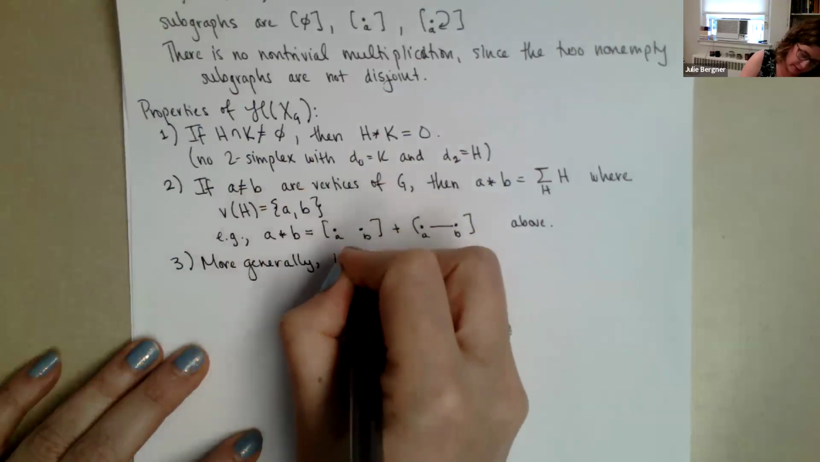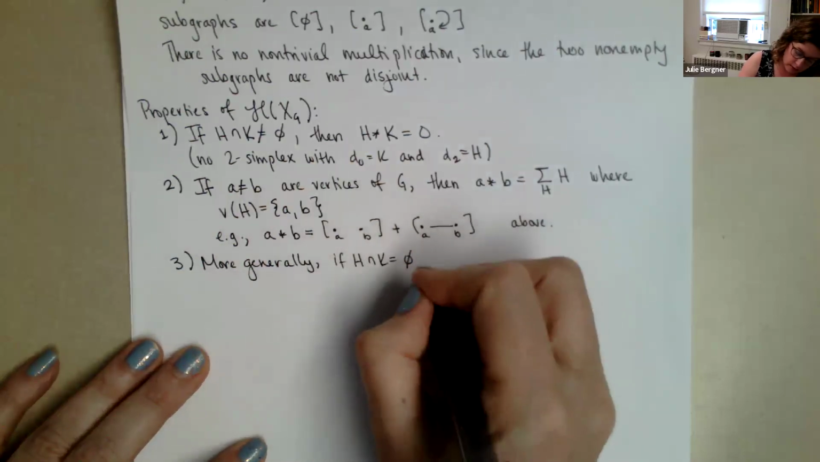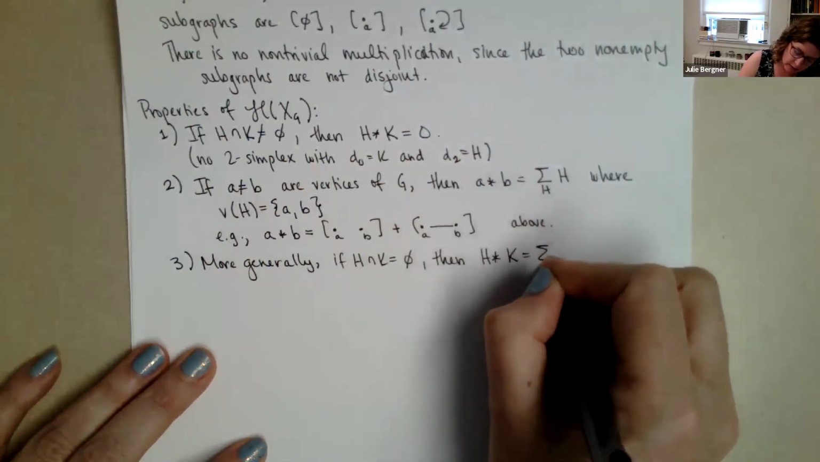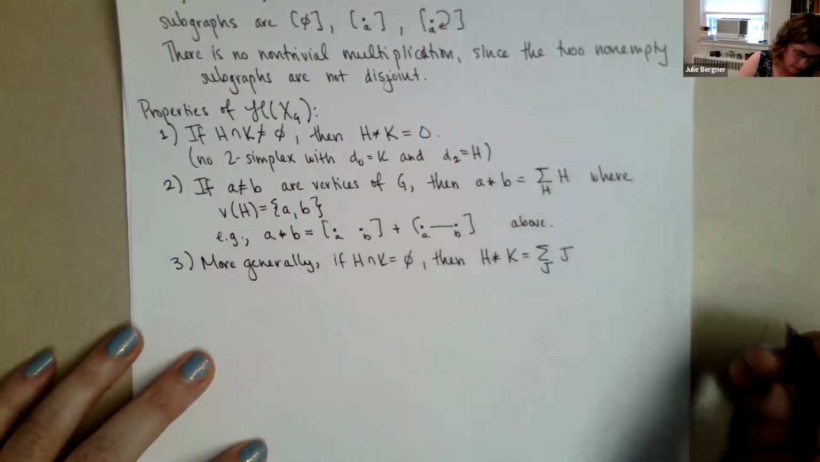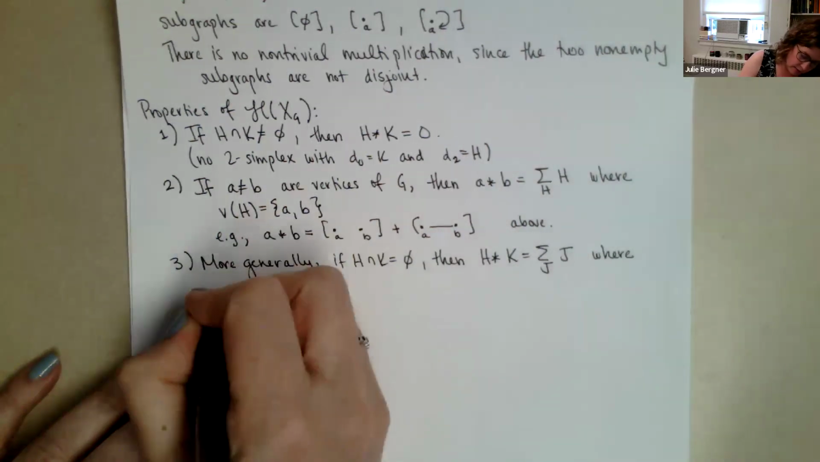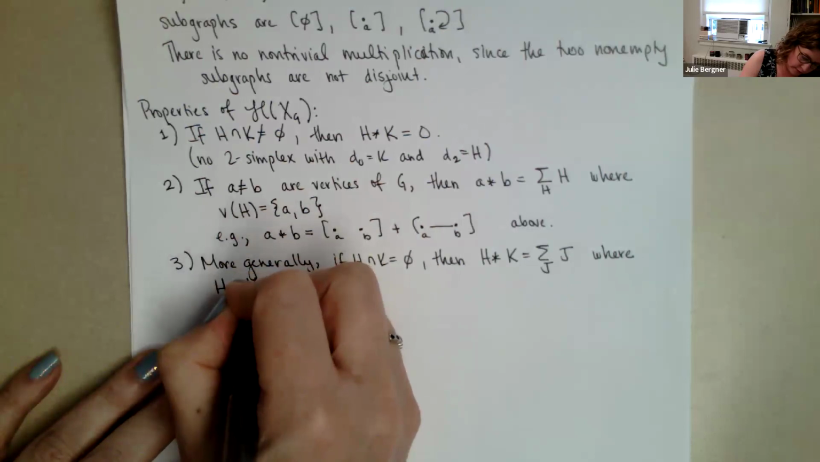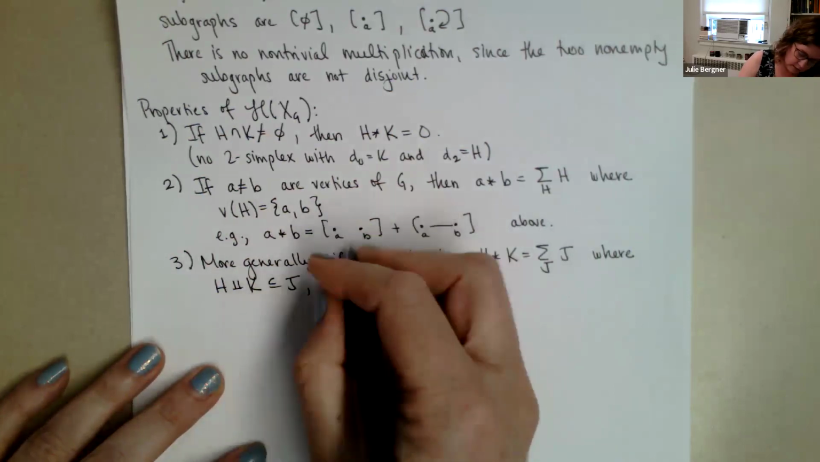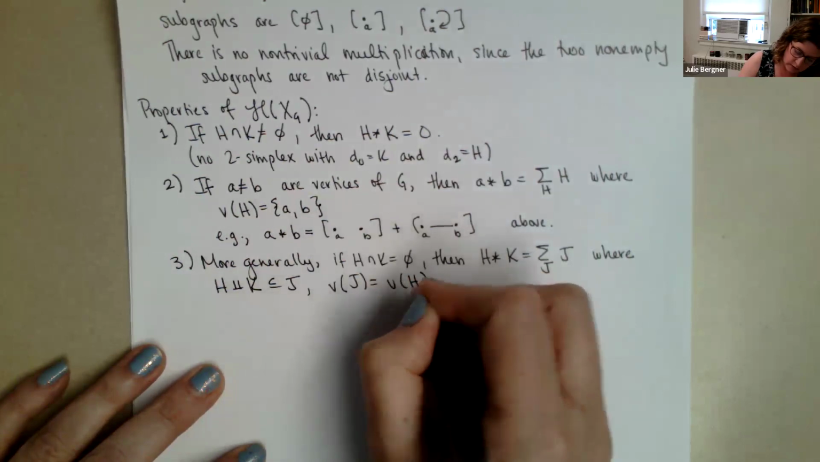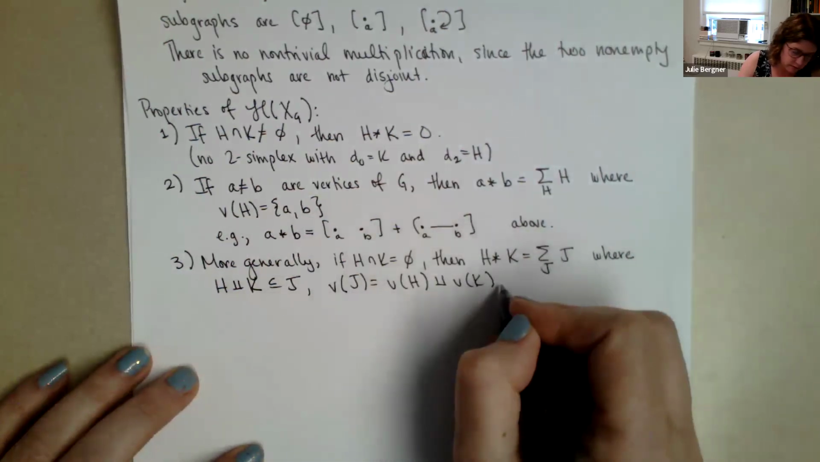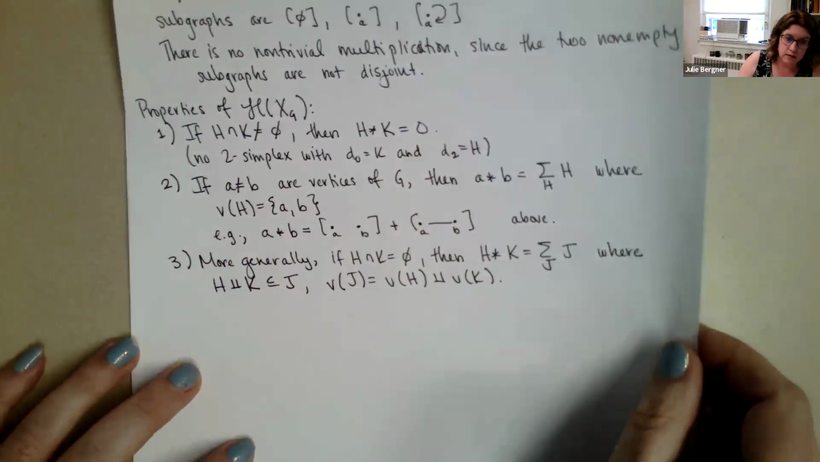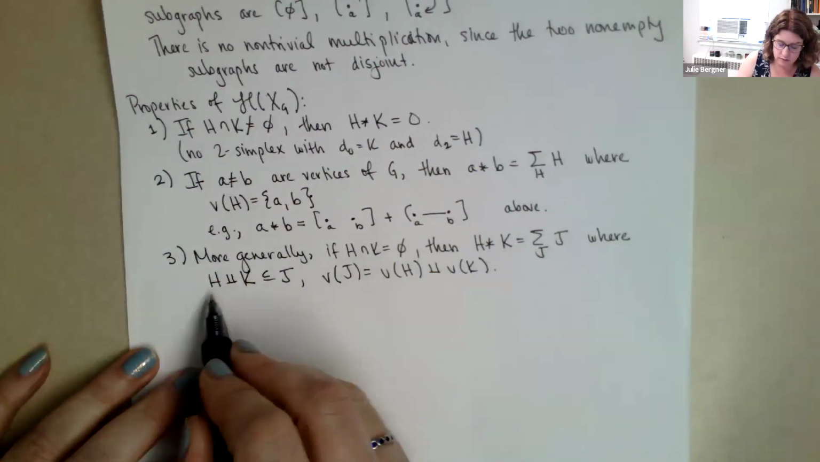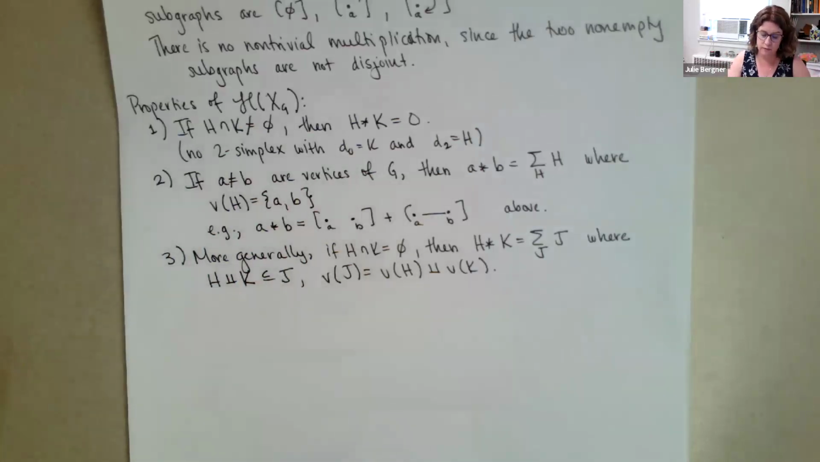So more generally, if H and K are disjoint, then when we multiply them together, we just get a sum over J. So the disjoint union of H and K will be a subgraph of J, and the set of vertices of J will be the disjoint union of the vertices of H and the vertices of K. The difference is that you could have edges in J, and we possibly have many choices, connecting vertices of H with vertices of K that get left behind when we take those two face maps.